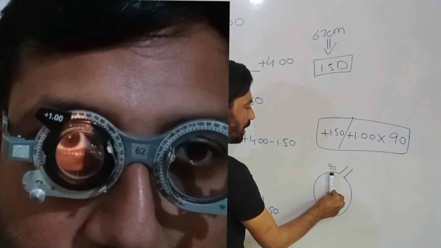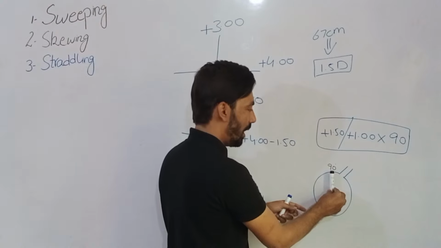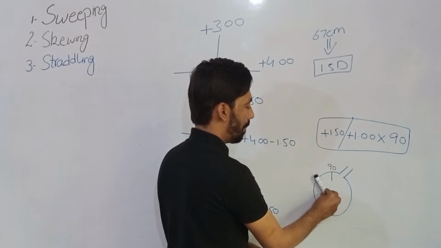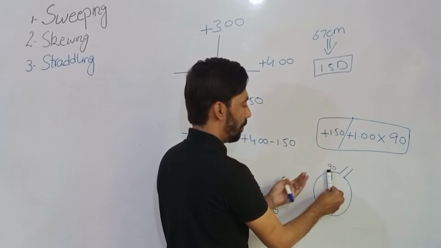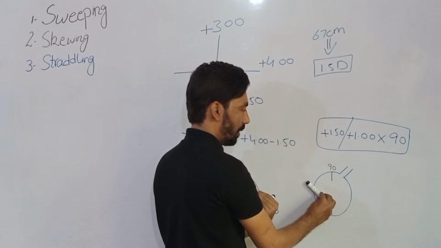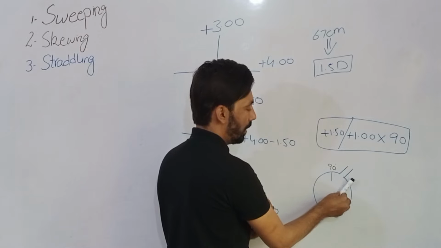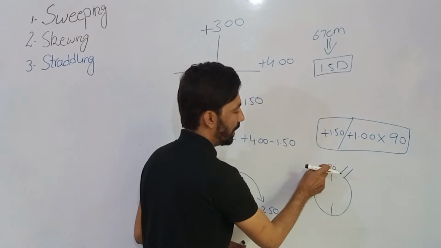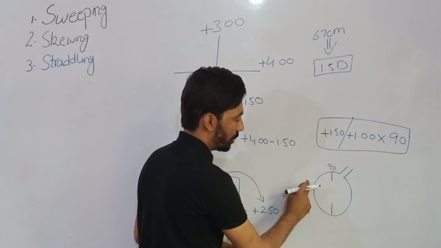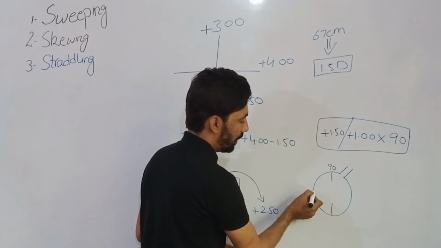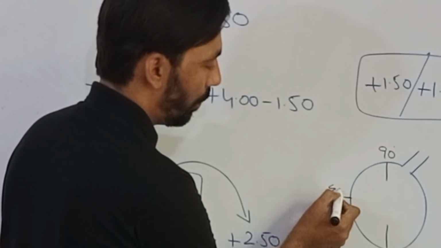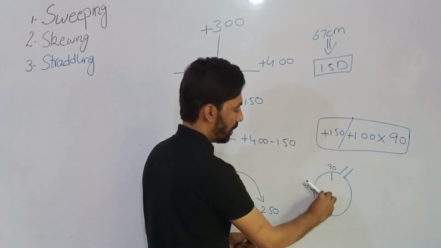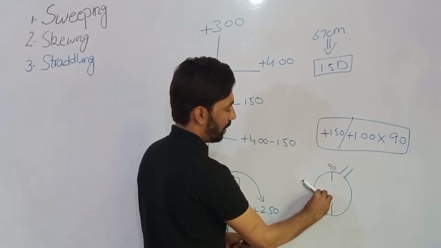this, right? And then to perform the straddling, I will move the streak of the retinoscope 45 degree apart from this direction, and 45 degree apart from 90 to this direction, right? So if I am moving from 90 degree to this direction, 45 degree apart, the axis here would be at 45 degree. So I will put my streak at 45 degree, right?